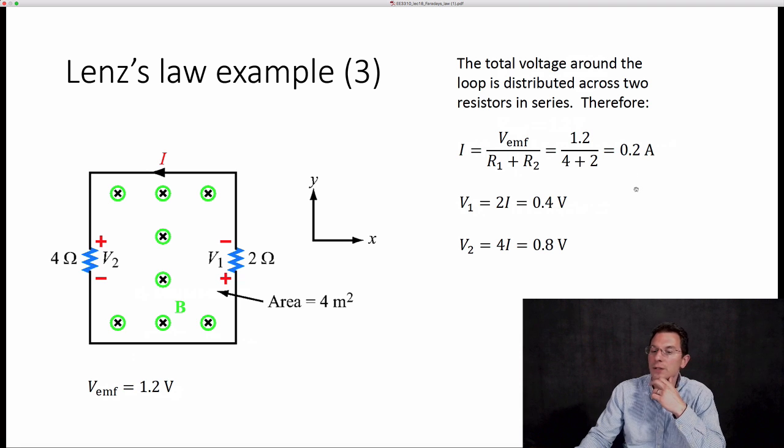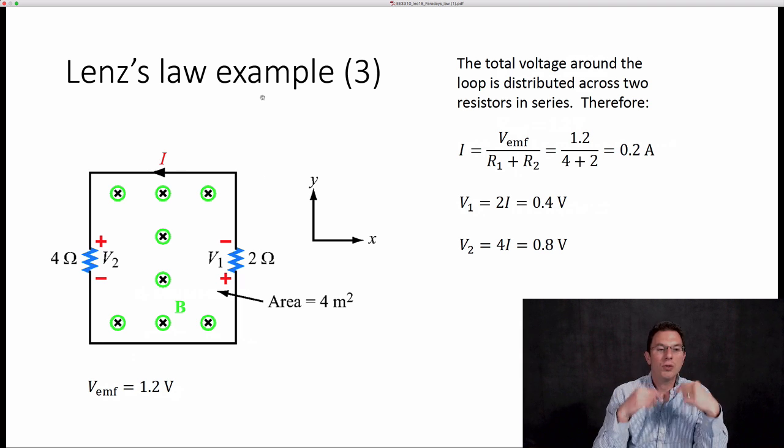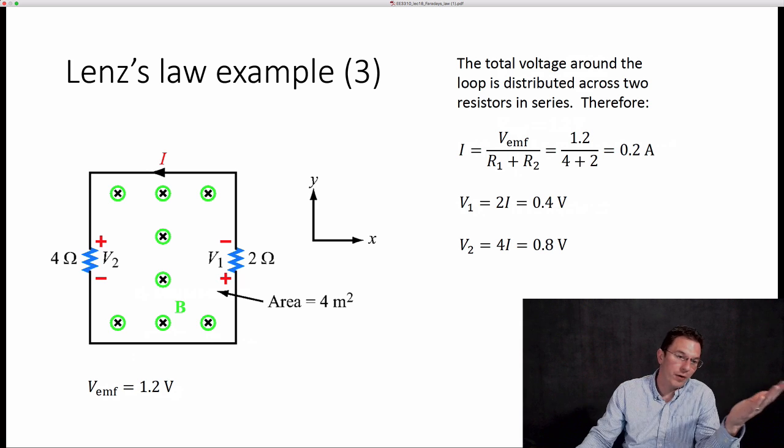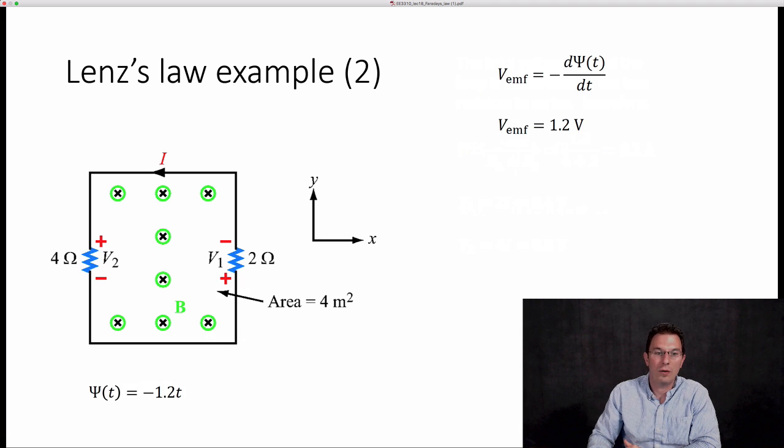Once we know the current, then it's easy to find the voltage dropped in this direction. That's just IR, 4 times the current here. For this one, 0.8 volts is dropped across the 4 ohm resistor, and 0.4 volts is dropped across the 2 ohm resistor. So that problem is a combination of Lenz's law. We need Lenz's law in order to figure out what direction the current is, and therefore the polarity of those two voltages. And then Faraday's law. We needed Faraday's law in order to figure out what the induced EMF was in this case.